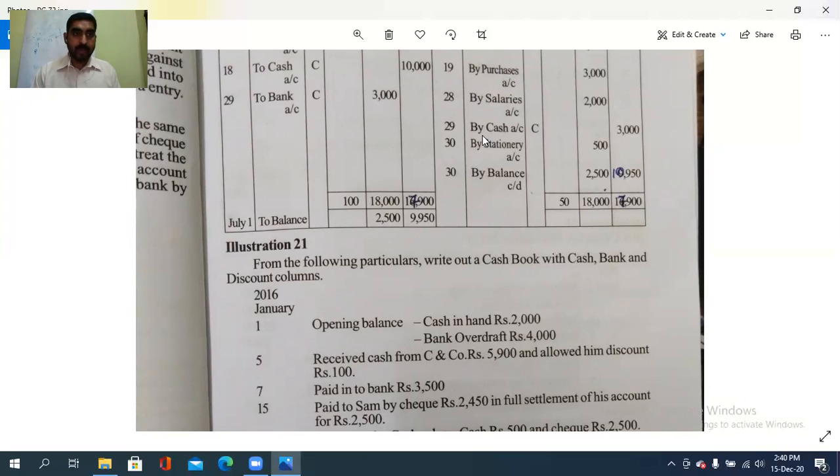In this way, we are preparing the cash book with 3 columns, or triple column cash book, with bank, cash, and discount columns on both the sides. On the receipt side, discount allowed, cash receipts, and the amount deposited, the bank deposits. While on the opposite side, the credit side, discount received, cash payments, and withdrawals from the bank. So this is the triple column cash book.